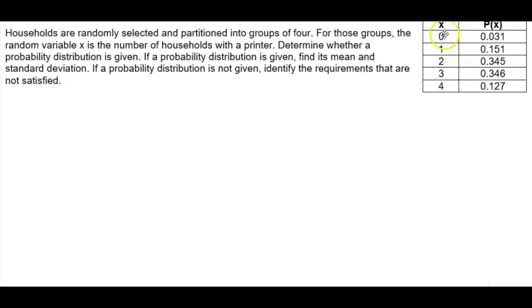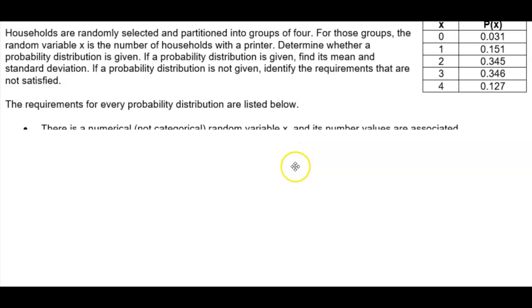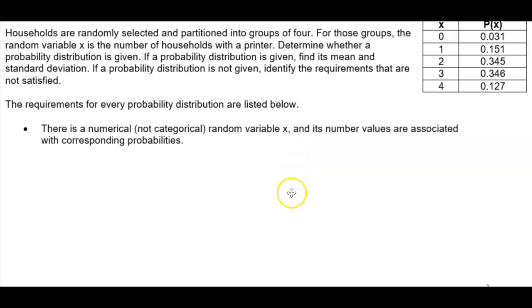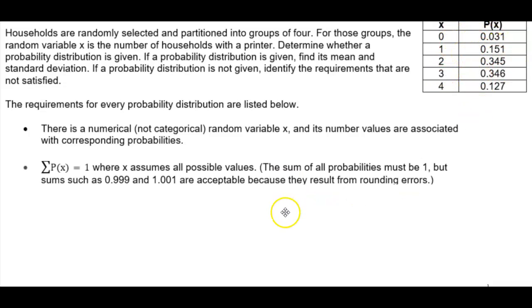So here's our table. Our random variable x goes from 0 to 4, therefore it's numerical, and we can see that our probabilities are between 0 and 1. The requirements for every probability distribution are listed below. First, there is a numerical, not categorical, random variable x, and its number values are associated with corresponding probabilities. We can see here that this random variable x is numerical, and it does have a corresponding probability.